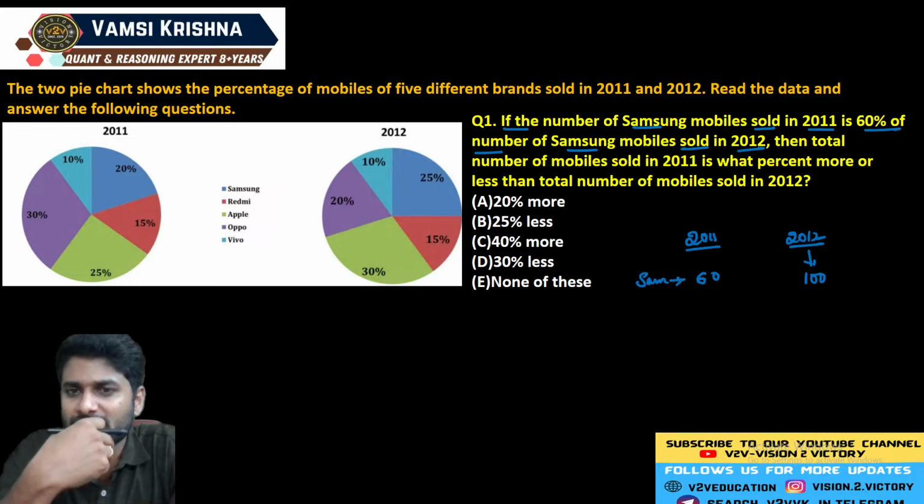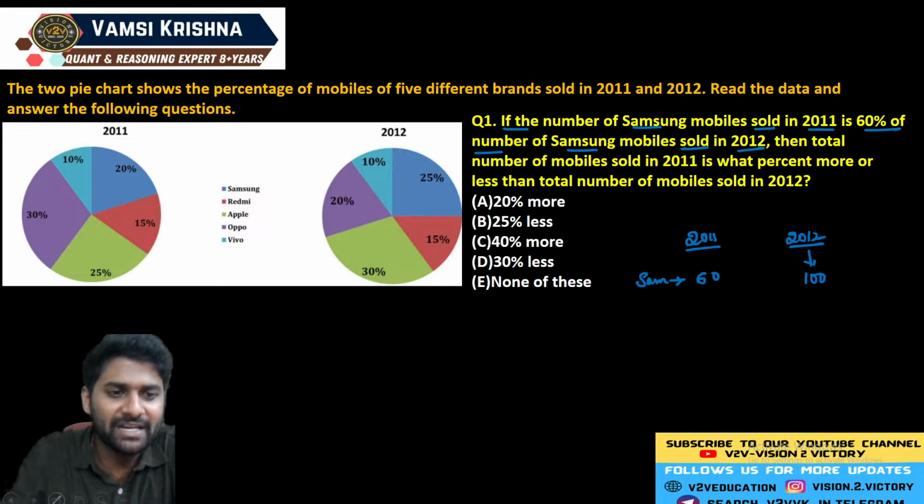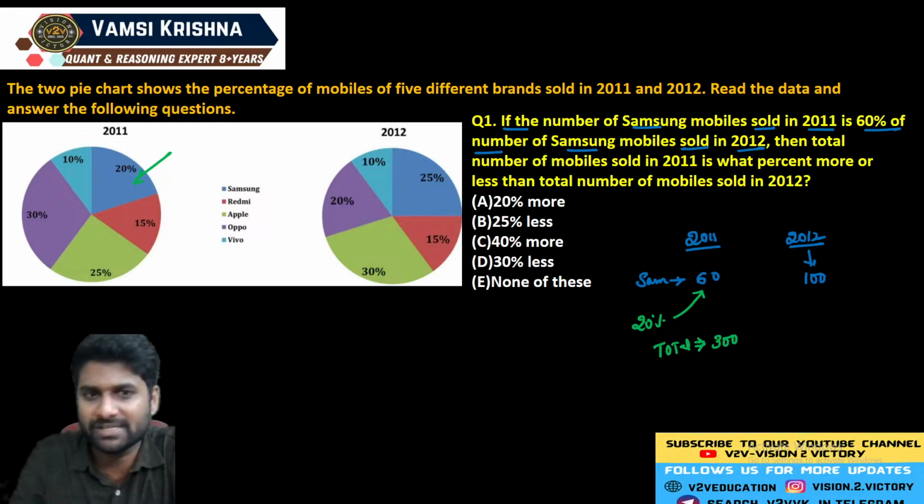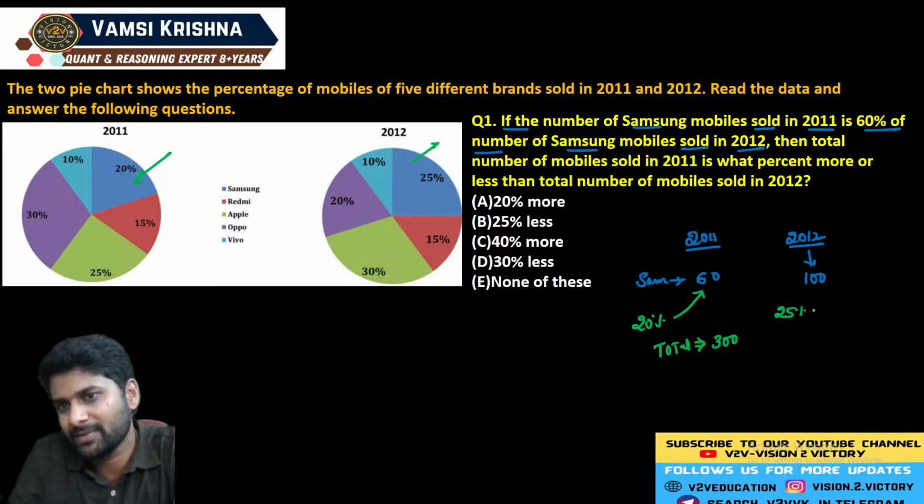Now the question: the total number of mobiles sold in 2011 is what percentage more or less than the number of mobiles sold in 2012? Guys, first identify the percentage value of Samsung in 2011. It is exactly 20 percent. If 20 percent is 60, the total number of mobiles is exactly 300. In 2012, it is 25 percent. It means the total number of mobiles sold in 2012 is exactly 400.